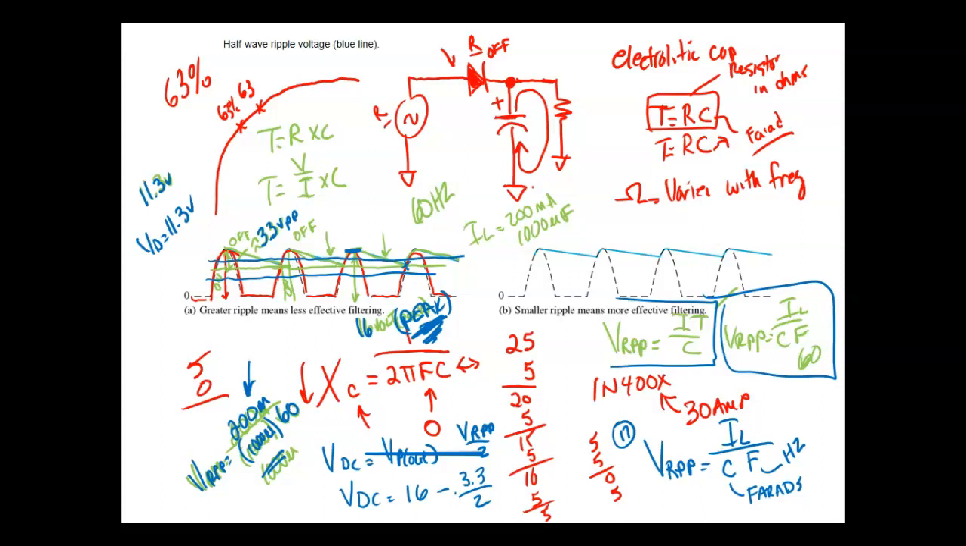Yeah, so that's a really good question. So no, here we don't even use peak to peak because we're already in DC, right? What we're doing is taking pulsating DC and converting it over to unregulated DC.